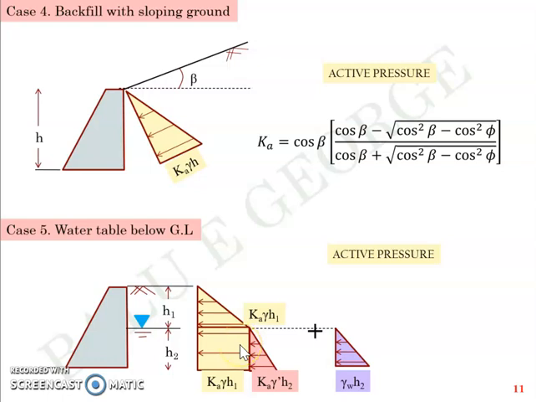So PA, the value, will be the sum of areas of the rectangle and these 3 triangles, and PA will be acting at the combined center of gravity of all these 4 figures.